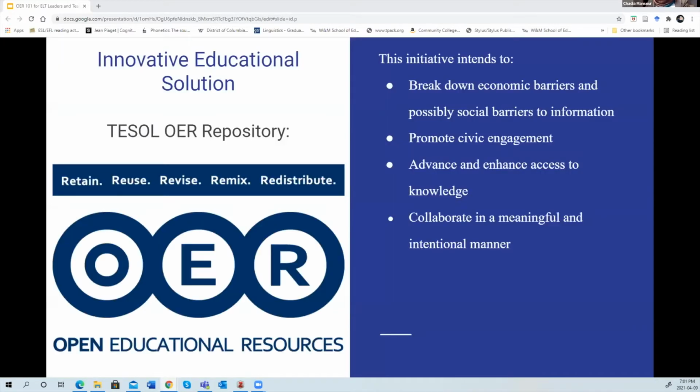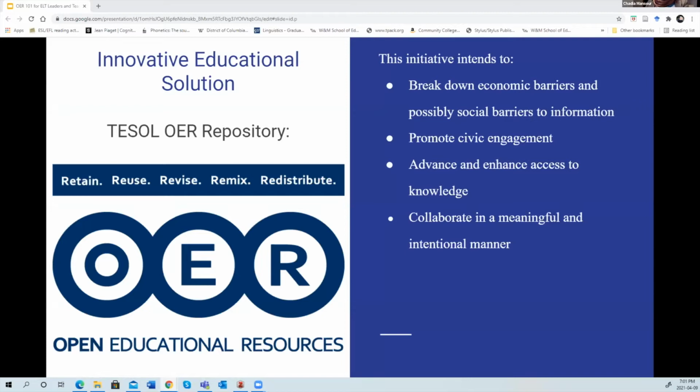So you may be wondering, what is OER? We'll get there, but let me touch base on the why OER first. As we know, educational inequity is a reality, unfortunately, not only in the developing countries, but also the developed countries around the world. A sad reality, but it's a reality.